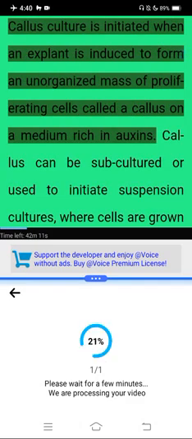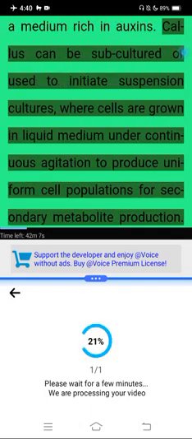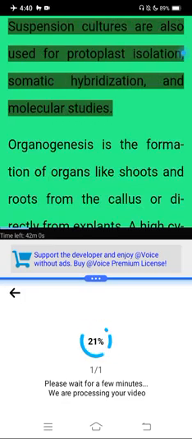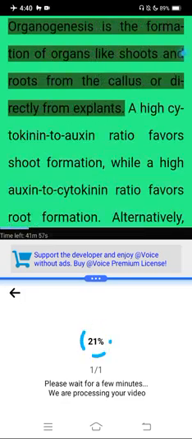Callus culture is initiated when an explant is induced to form an unorganized mass of proliferating cells called a callus on a medium rich in auxins. Callus can be subcultured or used to initiate suspension cultures, where cells are grown in liquid medium under continuous agitation to produce uniform cell populations for secondary metabolite production. Suspension cultures are also used for protoplast isolation, somatic hybridization, and molecular studies.